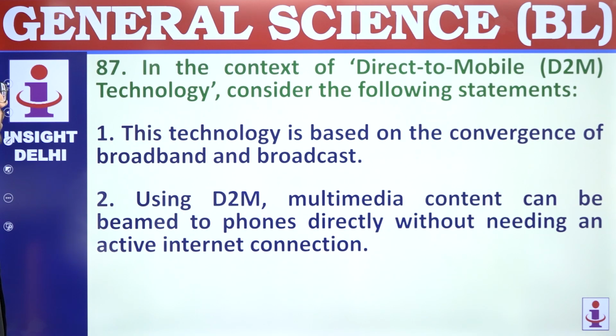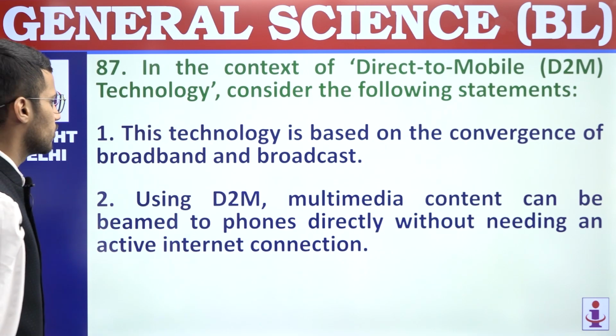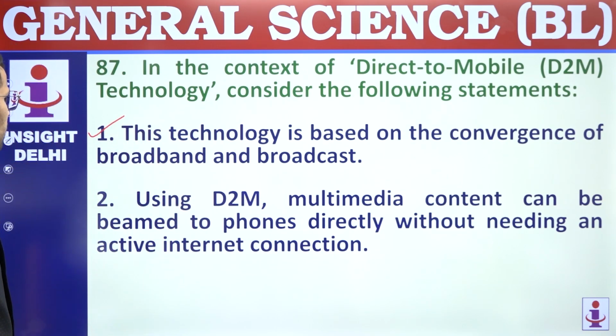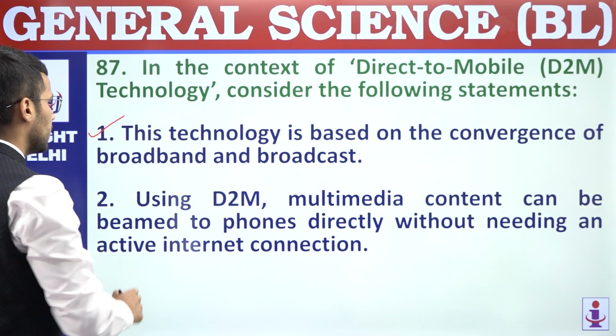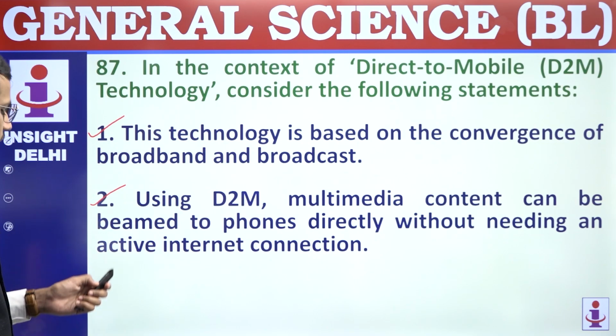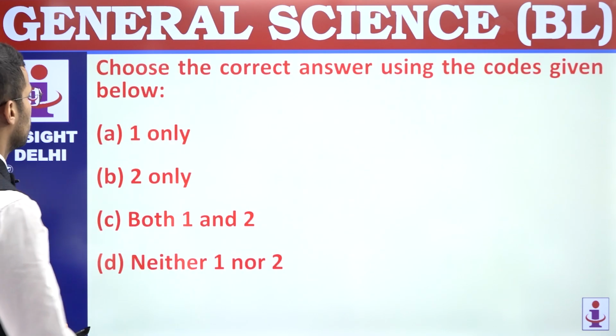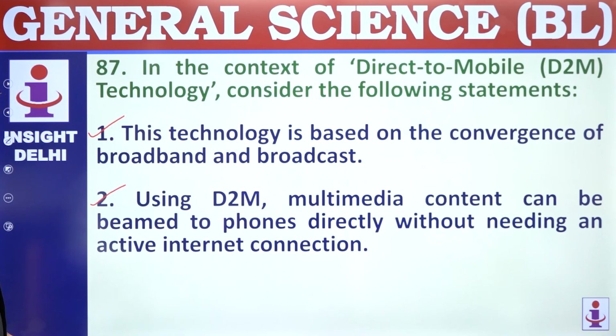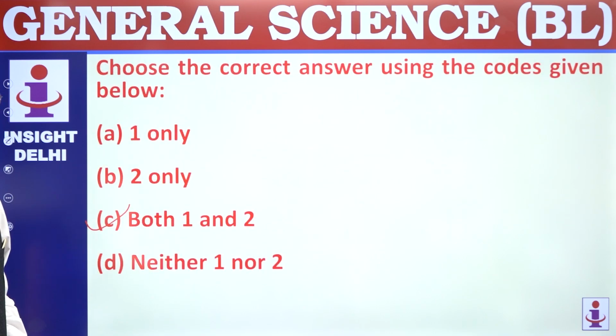87, in the context of direct to mobile D2M technology, consider the following statements. First, this technology is based on the convergence of broadband and broadcast. Correct statement. Second, using D2M, multimedia content can be beamed to phones directly without needing an active internet connection. So this statement is also a correct statement. So both these statements are correct. Answer is both 1 and 2, as we are supposed to find out correct statements only. So 87, answer is C.